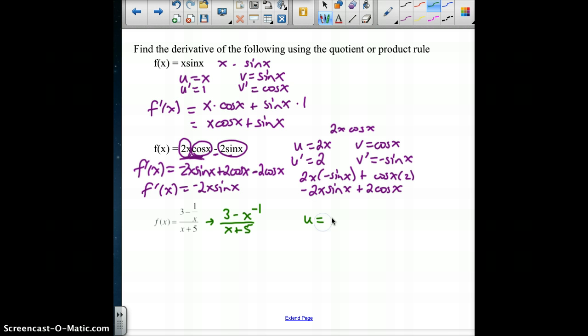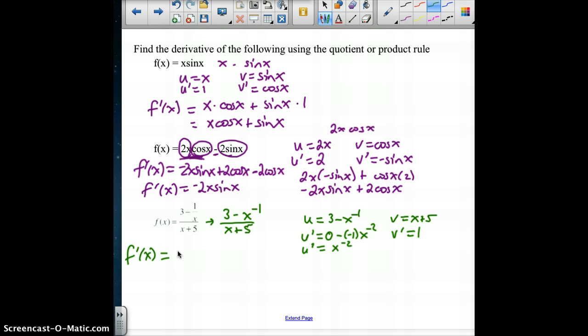The top is 3 minus x to the negative 1. And the bottom is x plus 5. So u prime, 0 minus, multiply by negative 1, and then subtract 1 from the exponent. So that simplifies to positive 1 times x to the negative 2. Here we have v prime. The derivative of x is 1, and the derivative of 5 is 0. So v prime is 1. So now I'm ready to write out the derivative. That was just preparatory work.